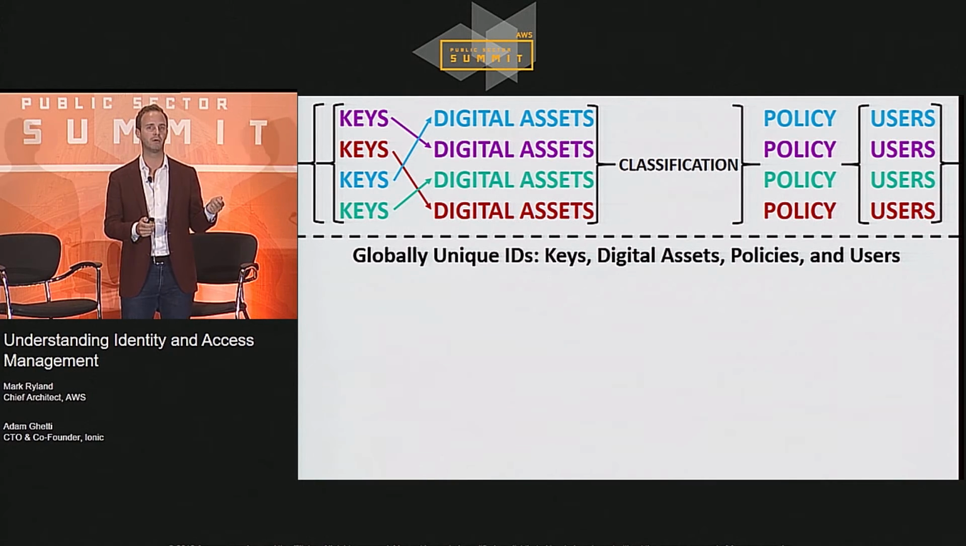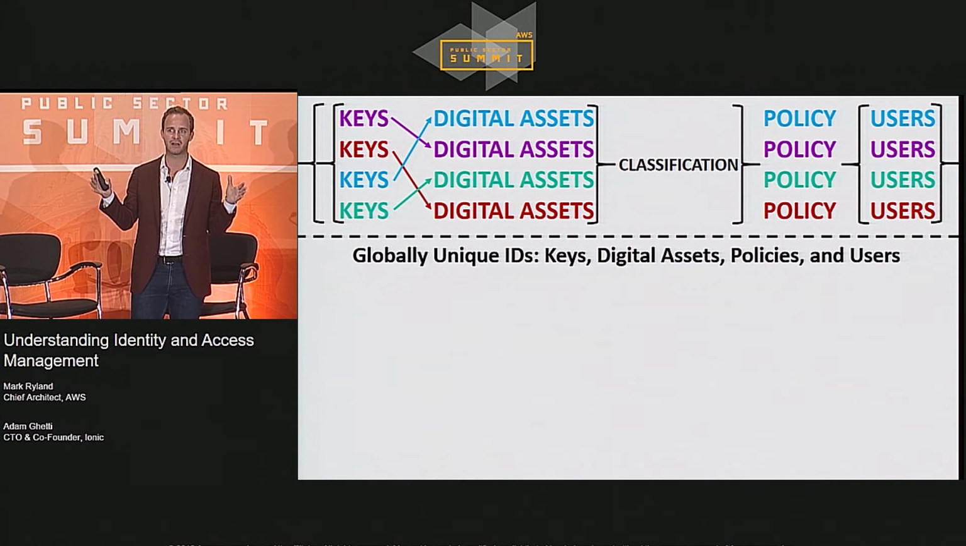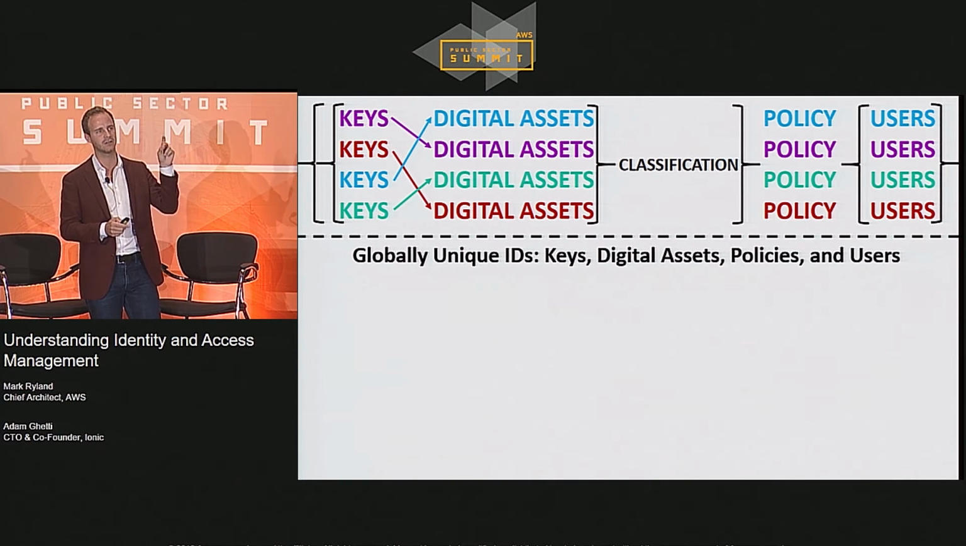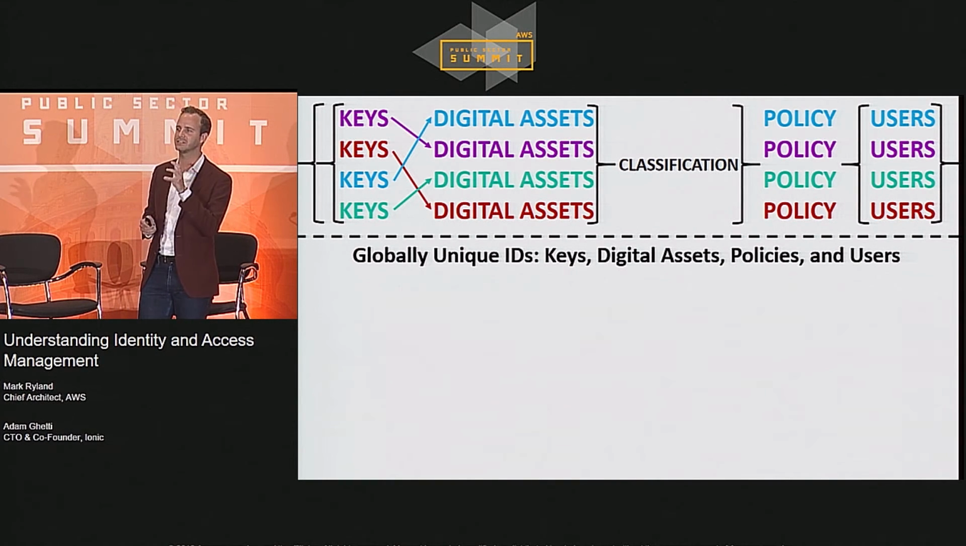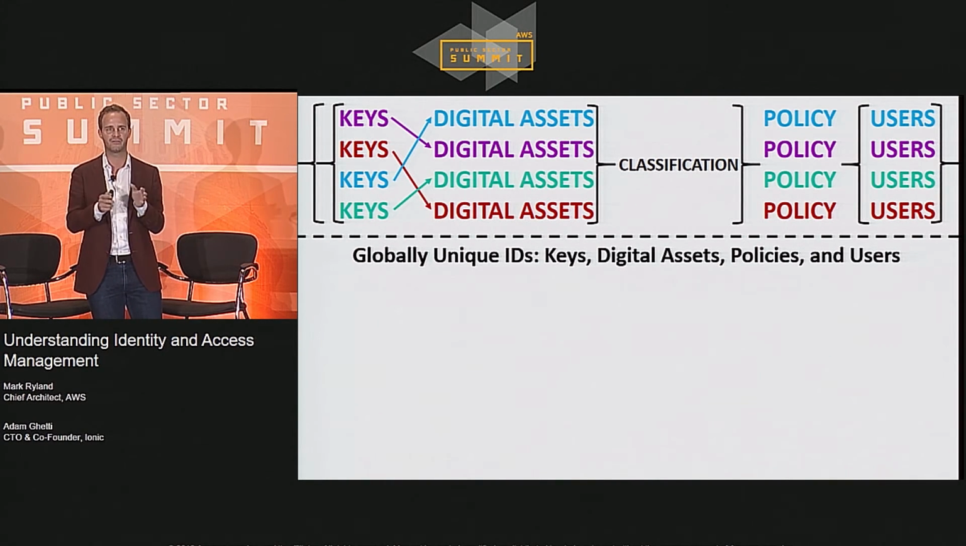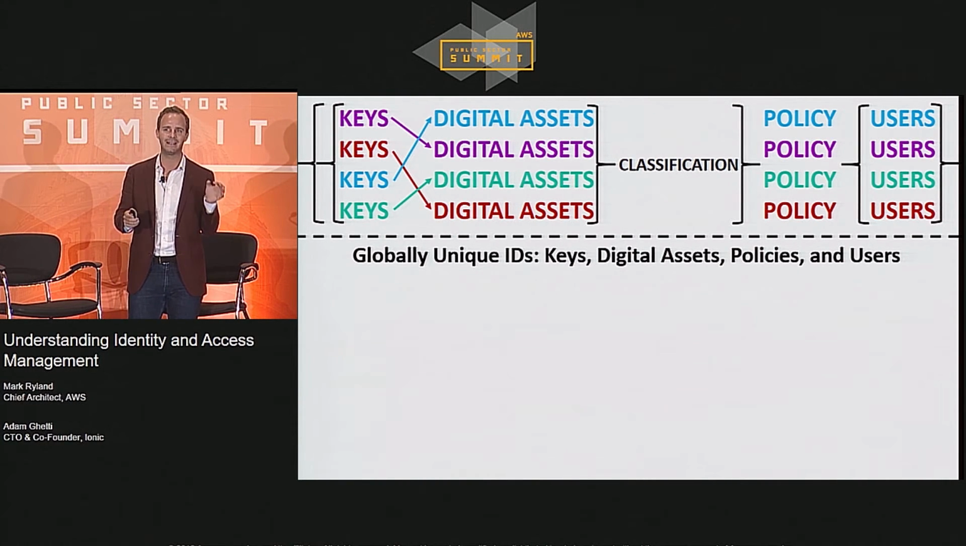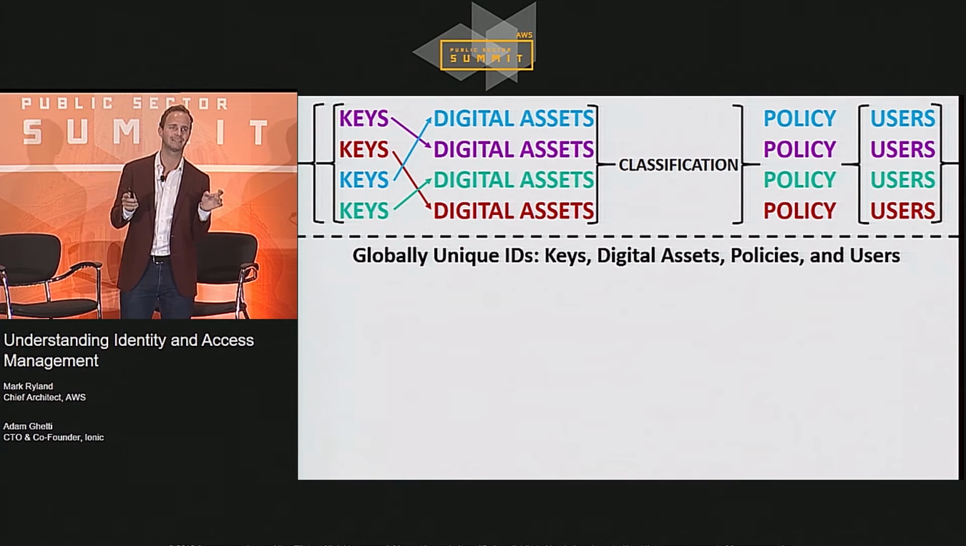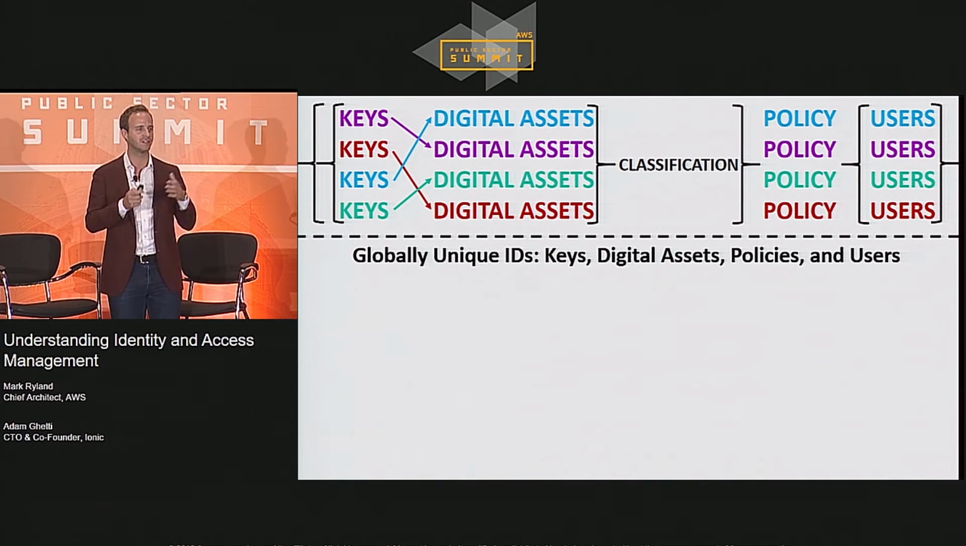So first and foremost, for this to work across collaboration boundaries and enterprise boundaries, every single digital asset, every single key, every single policy, every single user, knowing that users are defined not just by humans, needs a globally unique identifier. We are talking about trillions of objects. It's a very different equation from millions of PKI certs.